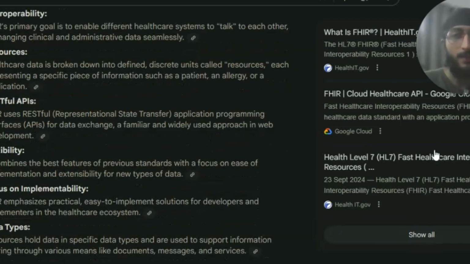Then we have resources. Healthcare data is broken down into defined discrete units called resources, each representing a specific piece of information such as a patient, an allergy, or a medication. Then FHIR uses RESTful, or representational state transfer, APIs, that are application programming interfaces, which are used for exchange of data on the internet, right? And is used in web development.